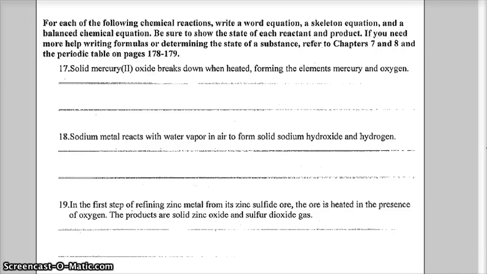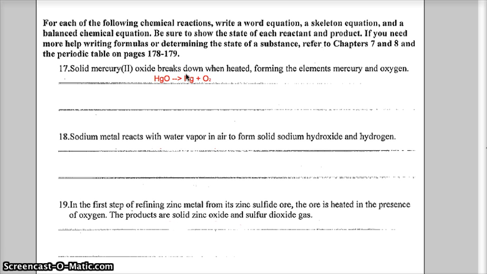Okay, let's get started here with Chapter 9 and balancing chemical equations. In this presentation, I'm going to assume that you understand how to write the skeleton equation. Basically, I'm just going to be reviewing how to balance these equations. If you look at number 17, we have solid mercury(II) oxide breaks down when heated, forming the elements mercury and oxygen. So here I have my skeleton equation.